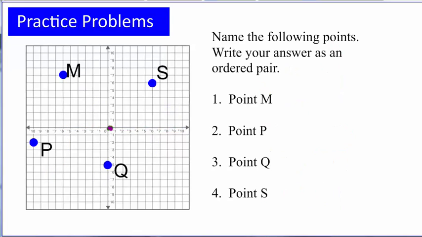Alright, here are some practice problems for you to do on your own. I want you to name the following points. Make sure you write your answer as an ordered pair. So I should see the open parentheses, the x-coordinate, comma, y-coordinate, and close those parentheses.